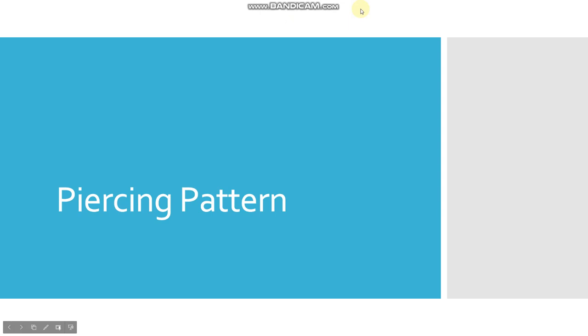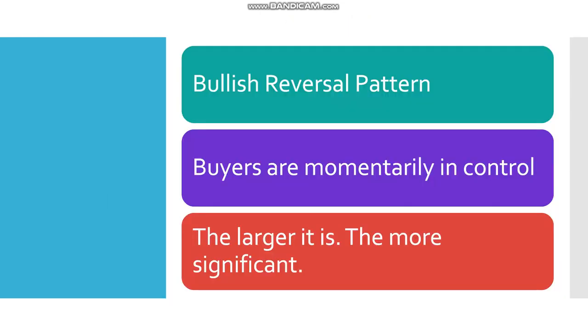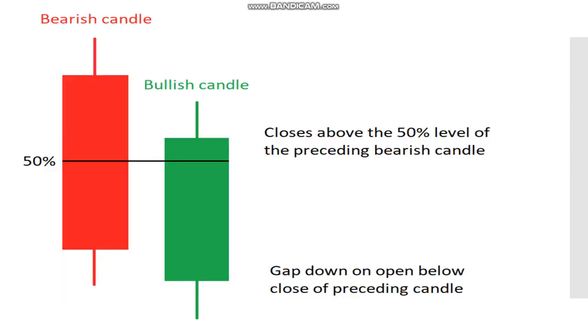Piercing pattern. Piercing pattern is a bullish reversal pattern. It shows that buyers are momentarily in control. The larger it is, the more significant. These are the conditions of piercing pattern.